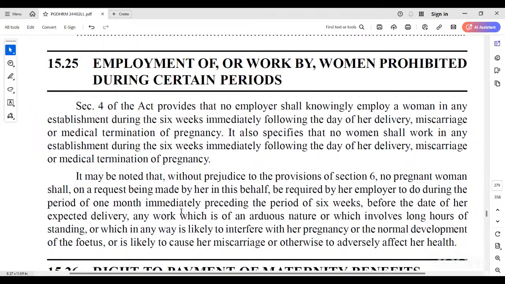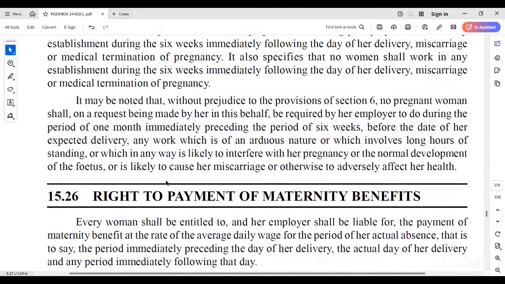It may be noted that, without prejudice to the provisions of Section 6, no pregnant woman shall, on a request being made by her, be required by her employer to do, during the period of one month immediately preceding the period of six weeks before the date of her expected delivery, any work which is of an arduous nature or which involves long hours of standing.